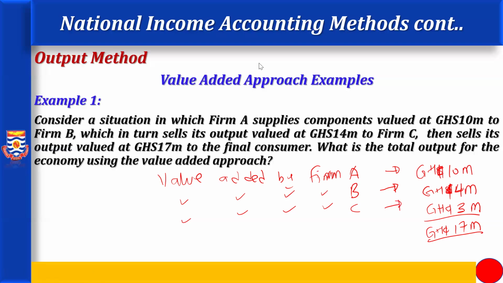Of course, somebody is wondering, why is it that we just don't take the final one as the answer? That's what I said, that there are two approaches: the value-added approach and the final goods and services approach. The reason why we do the value-added approach is that we want you to know how we got it. Those are the stages of production that made us get it. That is the reason why.